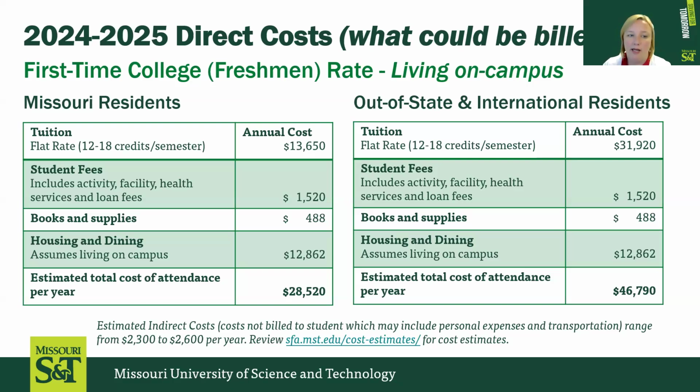So you can see our estimated cost of attendance per year, the direct costs, for example, are a little over 28,000 for an in-state student. And for an out-of-state student, it's a little over 46,000. There are some indirect costs that you need to consider as you're planning how to use the financial aid. And those range from $2,300 to $2,600 a year. These include things like transportation or personal expenses. And everybody is going to have a little bit different depending on where they live, how often they go home, do they bring a car to campus, those kind of things.